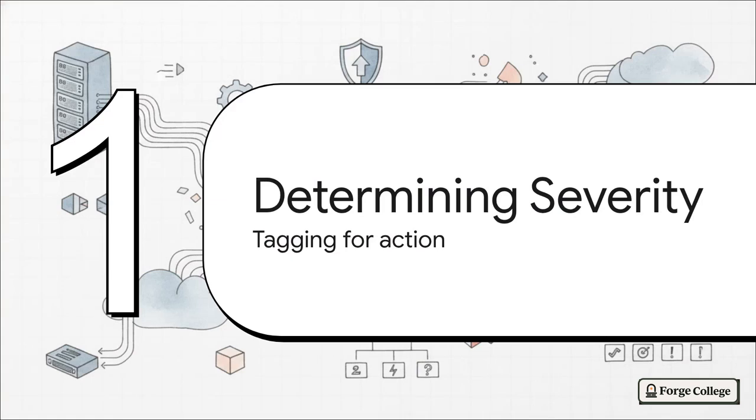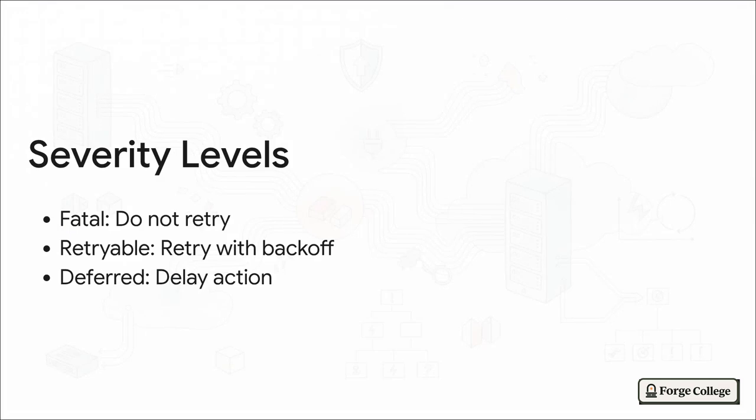All right, part 3. Determining error severity. We're tagging errors for deterministic action. Because once we actually know the category of our error, we have to assign it a strict severity level so our app knows exactly how to react. By explicitly tagging these errors, you make all your downstream behaviors deterministic. This stops your app from accidentally making a bad situation worse.